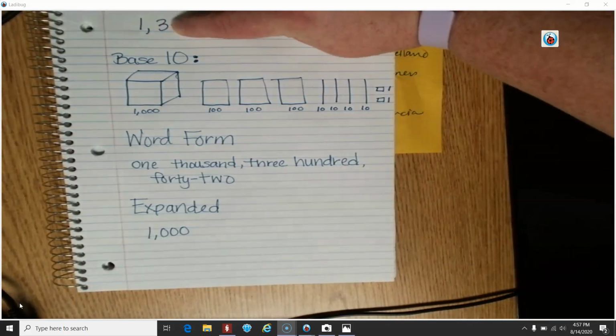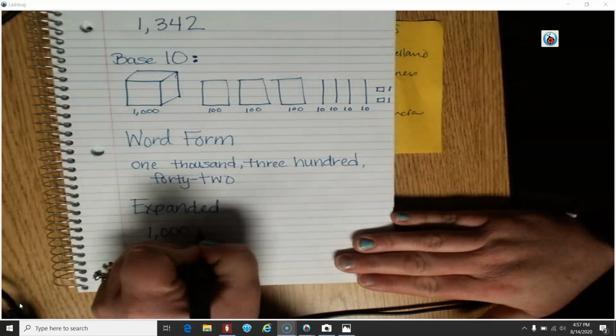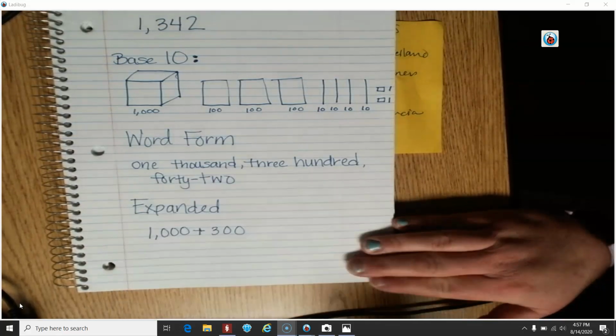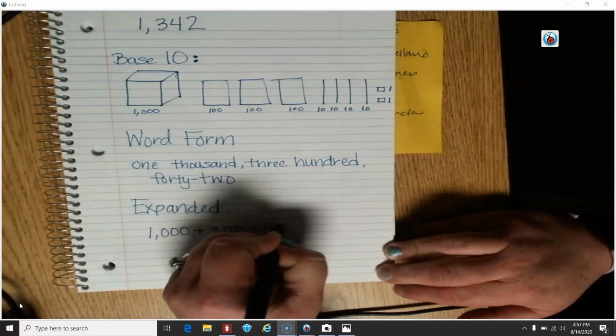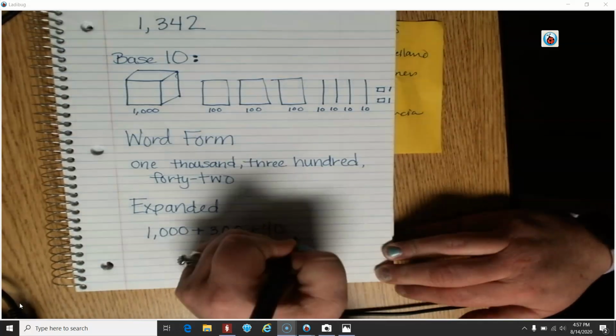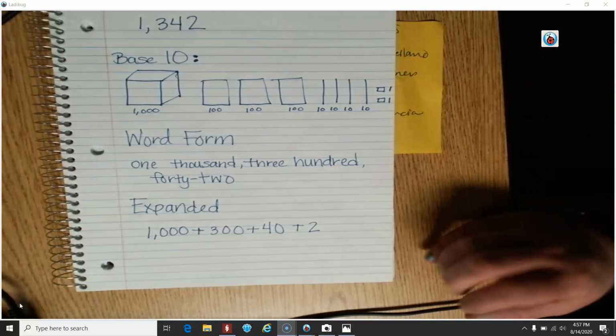Now I'm going to pull out my hundreds place. I have 3 hundreds. Now I have my tens, of which I have 4, and my ones, I have 2.